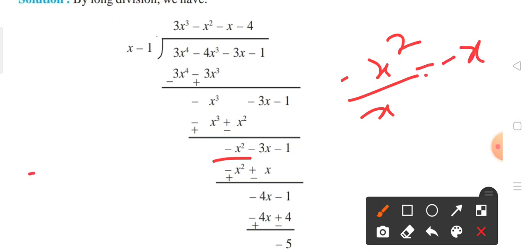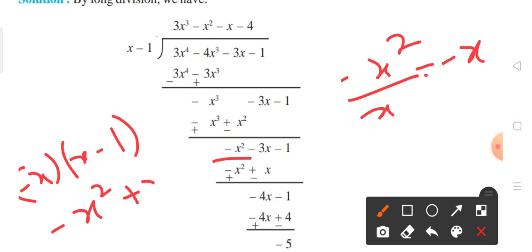Now what you do? Minus of x multiplied by x minus 1. So you get minus x square plus of x. You place this value over here, change the sign, these will cancel out, and you are left with minus 4x minus 1. Again, the degree of the remainder is equal to the degree of the divisor over here. Degree is 1. And the degree of the divisor is also 1. So the division will continue.